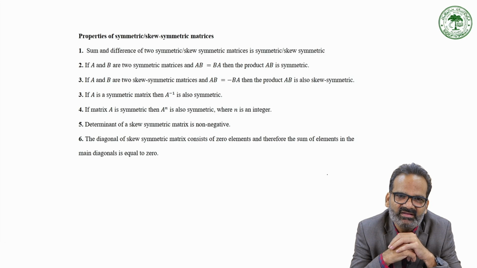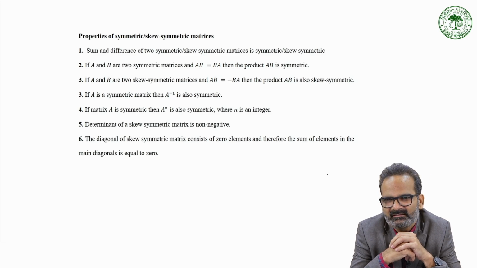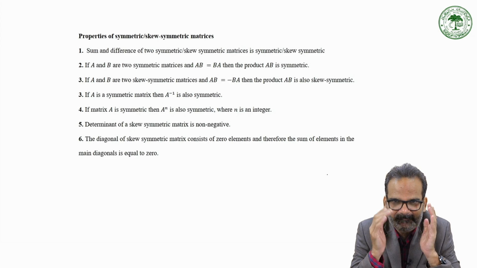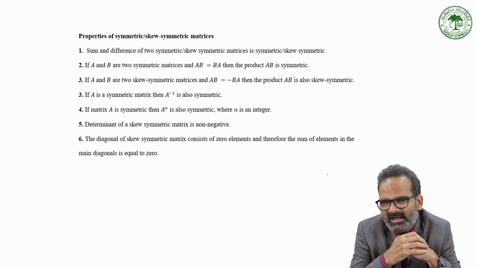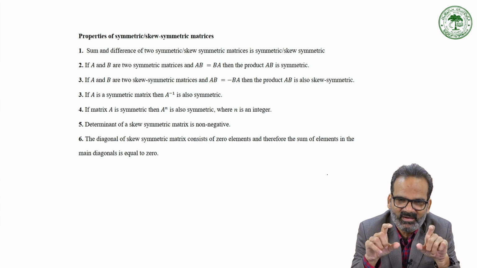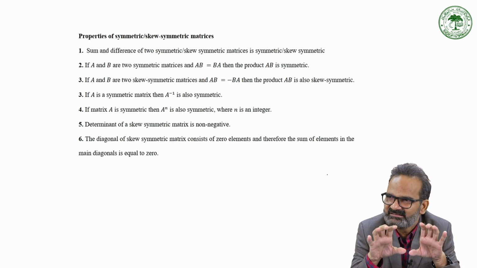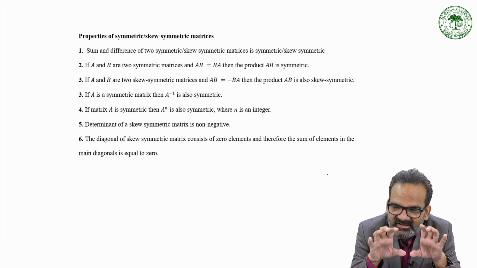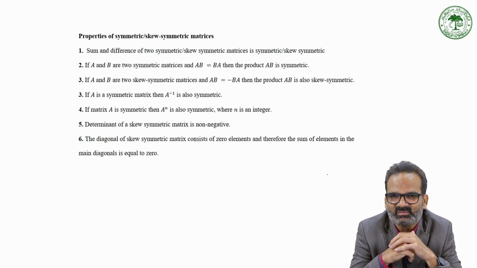Property 2 is what? If A and B are two matrices such that AB is equal to BA, then the product AB is symmetric, right? We all know that the commutative property is not valid for matrices in case of multiplication. So if we take A and B as any two matrices, then their product AB need not be symmetric, but AB will be symmetric if AB is equal to BA.